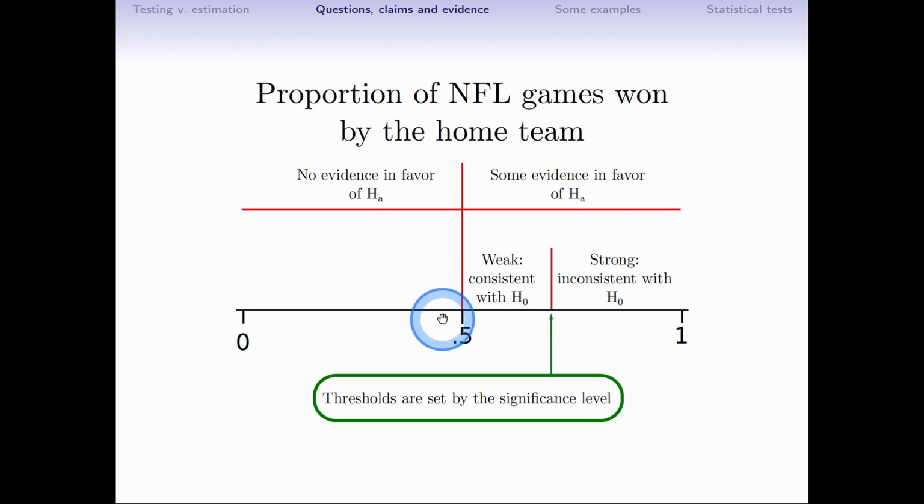Now, where is the crossover point from weak to strong evidence? This will be a topic of later sections. At this point, let me just say that a test is run at what's called a significance level. And once we know the significance level of the test, then the threshold that divides the weak evidence from the strong evidence can be easily determined.